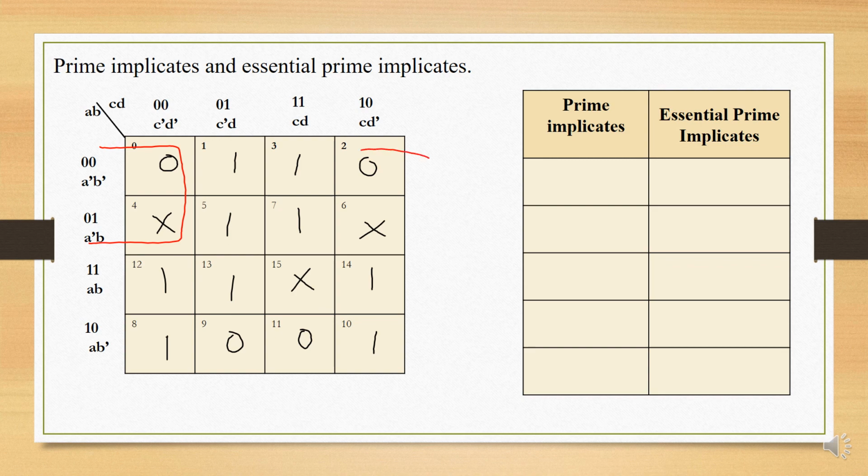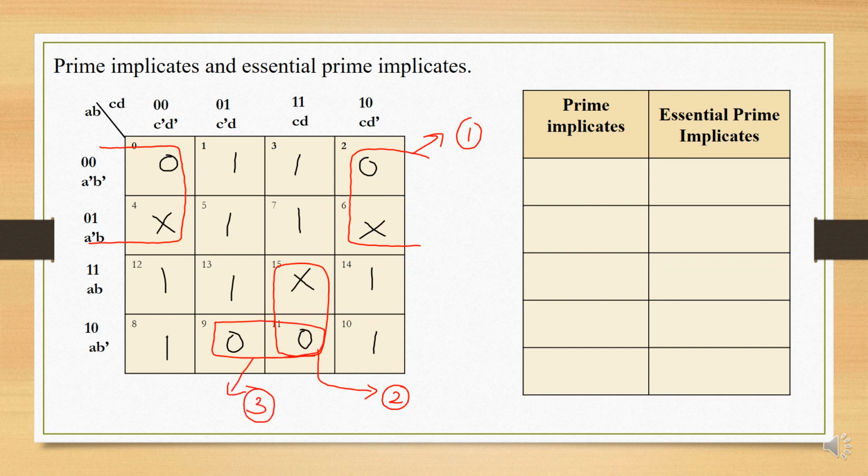By folding the K-map, we can group this. Consider this as group number 1. And we have 0 here. Along with a don't care, we can form a pair. So let's consider this as group number 2, and we can form one more pair, considering this as group number 3. So now let us write the prime implicates.